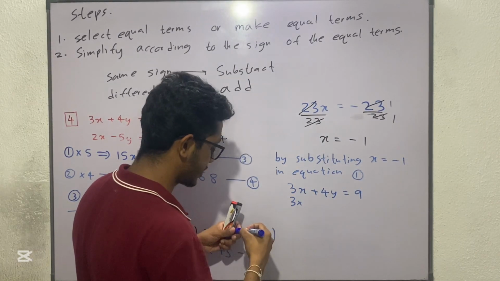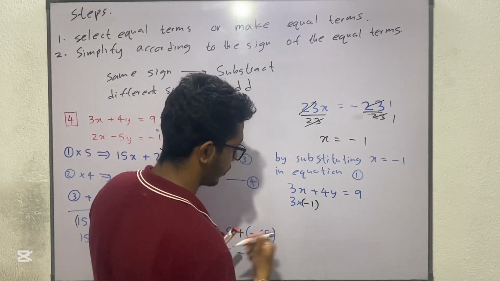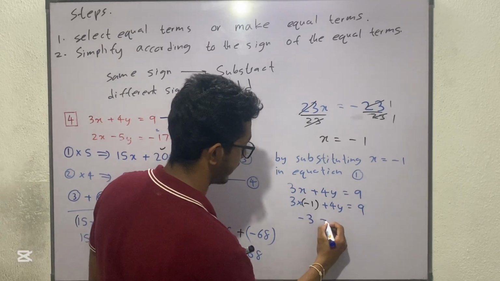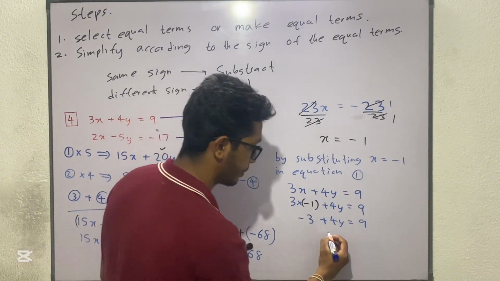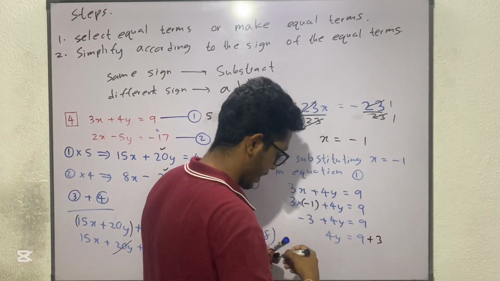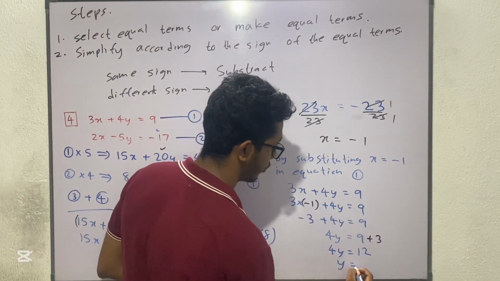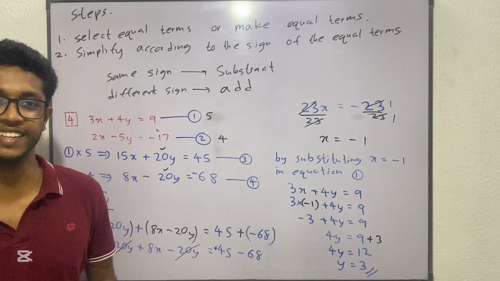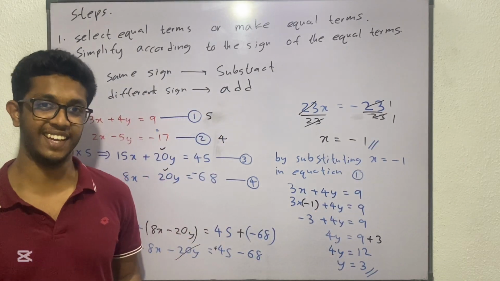3 times x means 3 times minus 1, plus 4y equals 9. 3 times minus 1 is minus 3, plus 4y equals 9. I am taking this minus 3 to the other side, so minus 3 becomes plus 3. Then 4y is equal to 12. That means y is equal to 3, since 4 times 3 we get 12. So y equals 3. So I got the x value, x equals minus 1, and y equals 3.